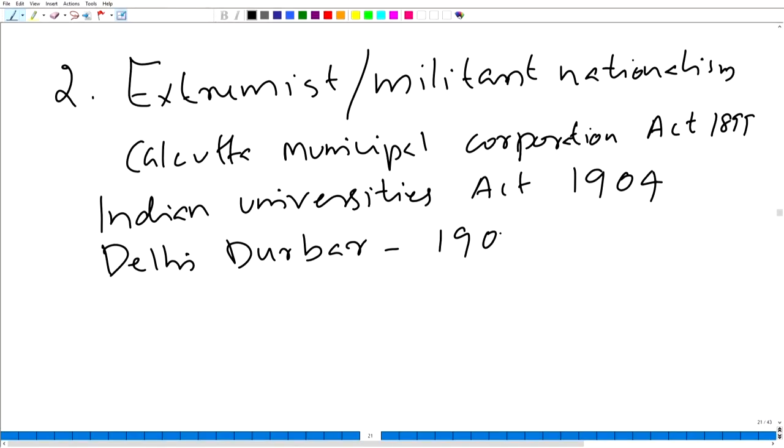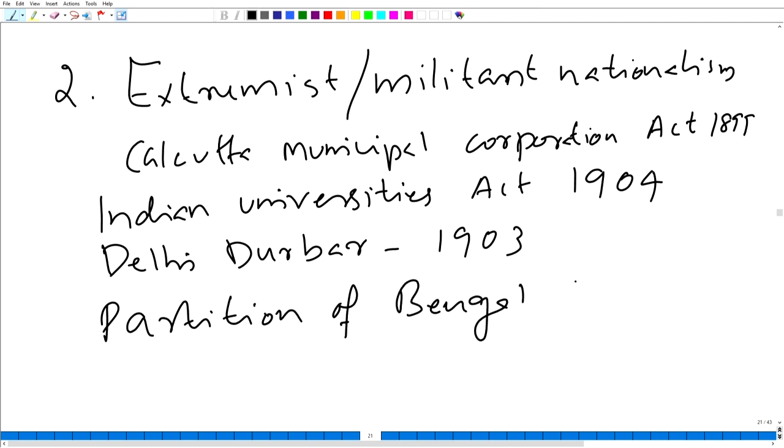It culminated with the partition of Bengal in 1905. These policies adopted by Lord Curzon resulted in the growth of extremist and militant nationalism in the country, especially within the fold of the Indian National Congress.